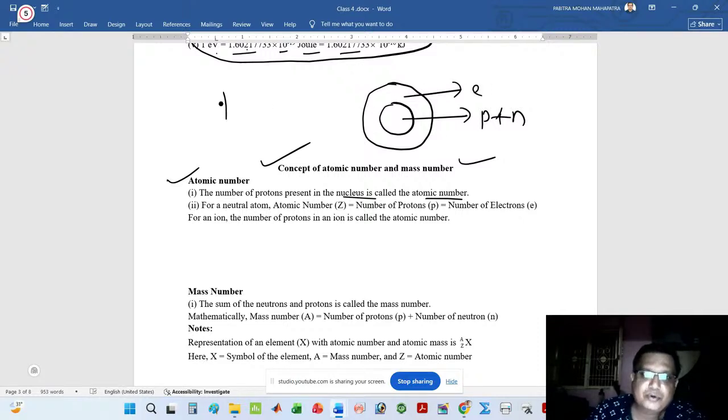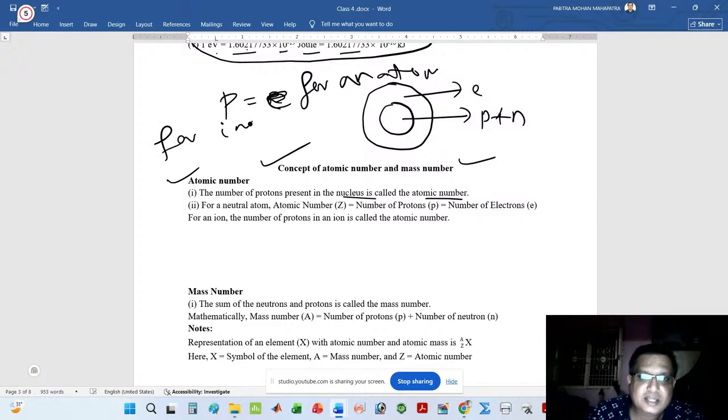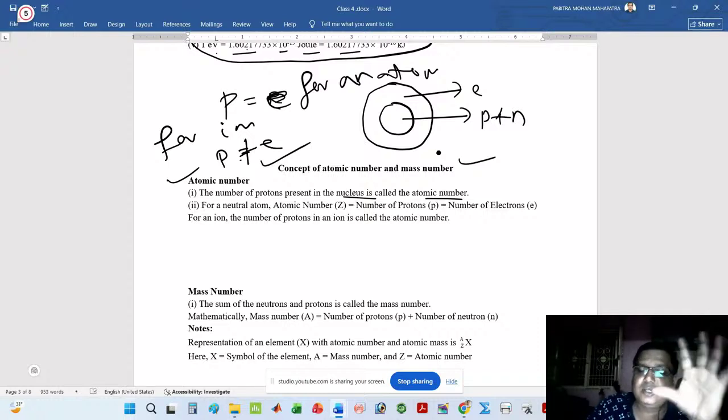We know that the number of protons is equal to the number of electrons for an atom. But for an ion, we cannot say that the number of protons is equal to the number of electrons. It is wrong. If you think about the atom, positive ion and negative ion, in all cases the proton count remains constant. Protons will not change. Only electrons will change.